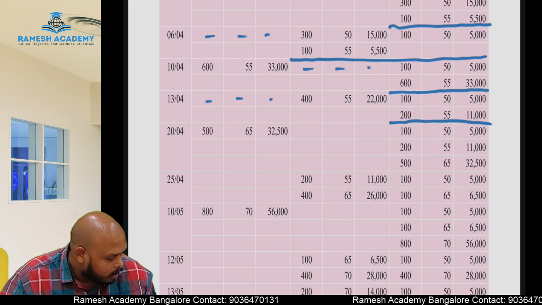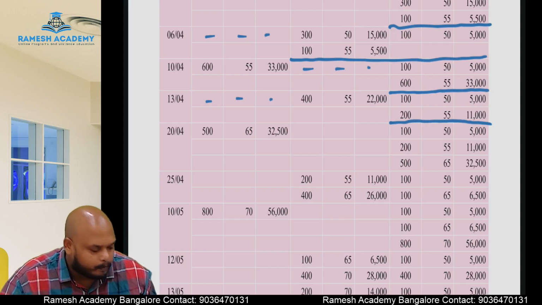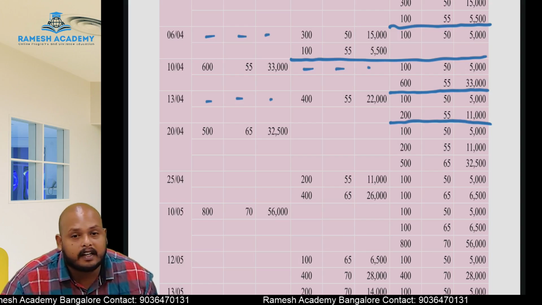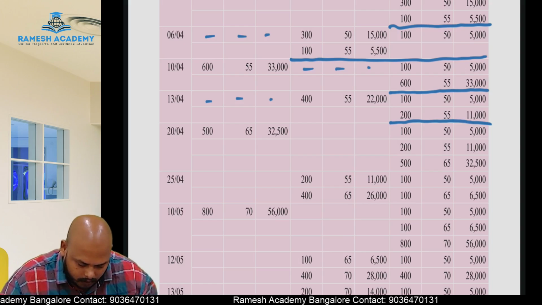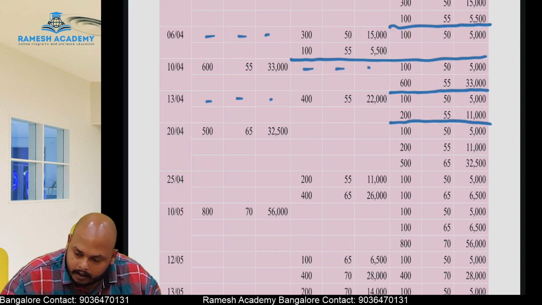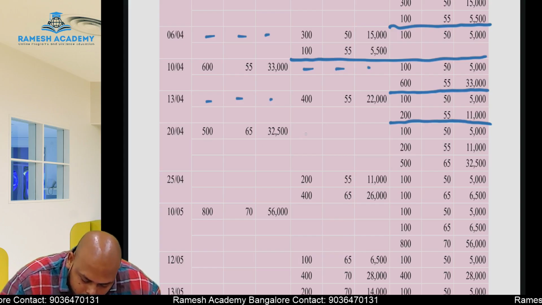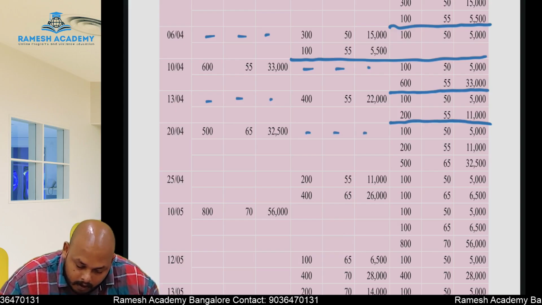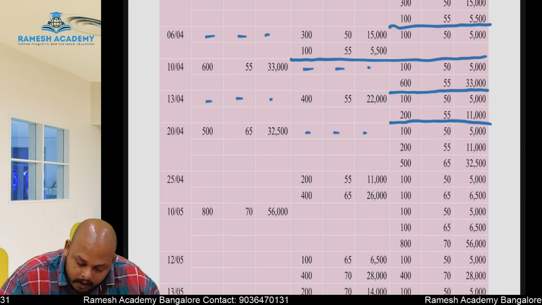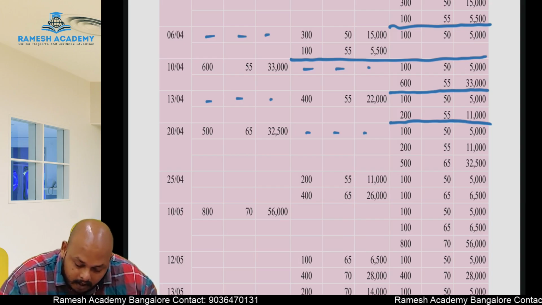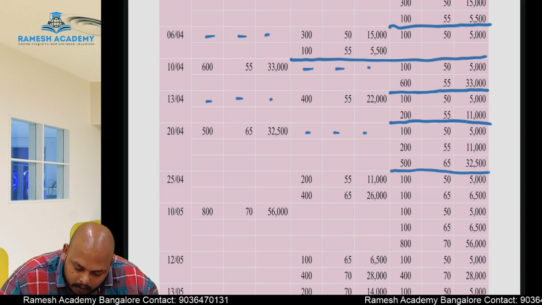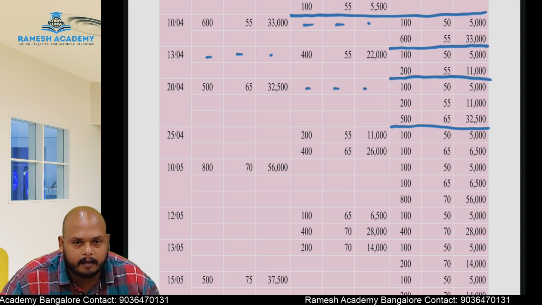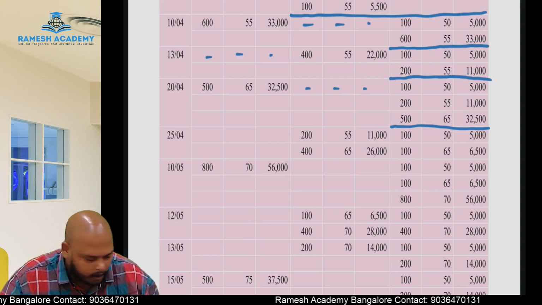Next, Nana. On 20th April 2022 purchased how many units? 500 units they purchased at the rate of how much? 65 per unit. So 500, 65, 32,500. Okay? See in the balance column: first 100, next 200 which is the previous, next after that 500 we should write. So we should write in the same order. First whatever balance is there, we write that balance. Next, whatever we purchase we should write.